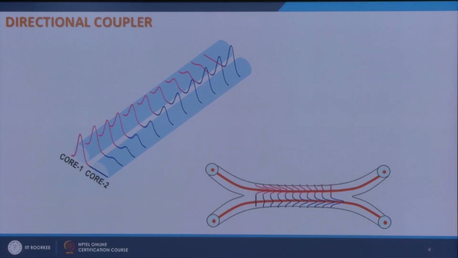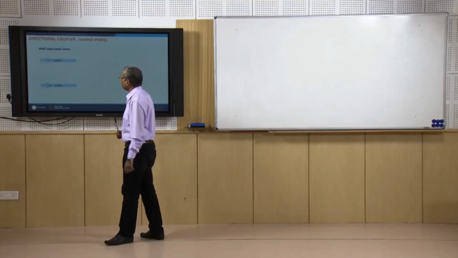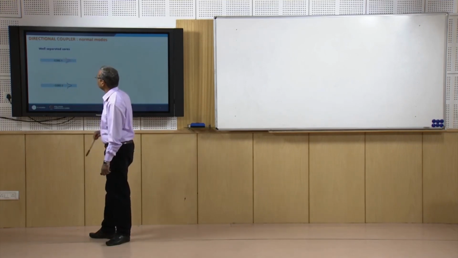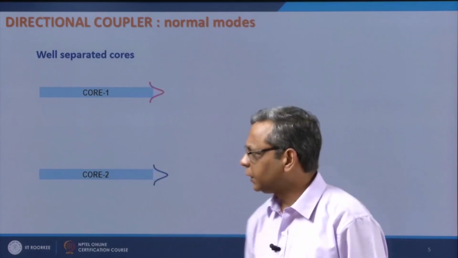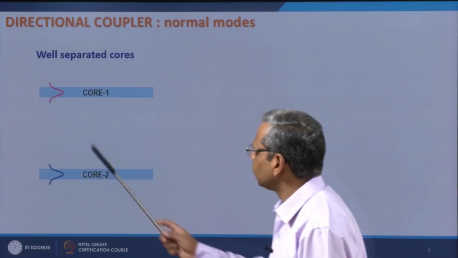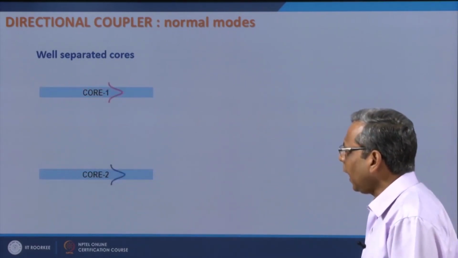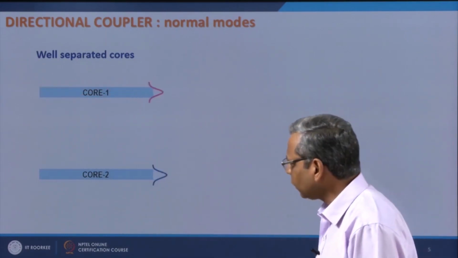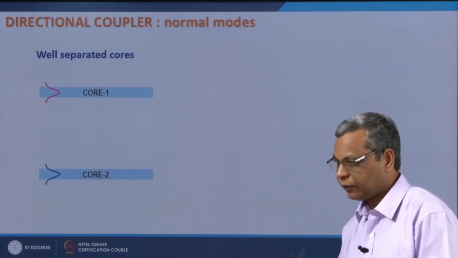How does it work? If I have two well separated cores, of course there is a cladding. So, if I have two fibers which are very well separated and these are single mode fibers, then this fiber supports this mode, this fiber supports this mode. And propagation of light in this fiber is not affected by the propagation of light in this fiber, because they are very well separated.